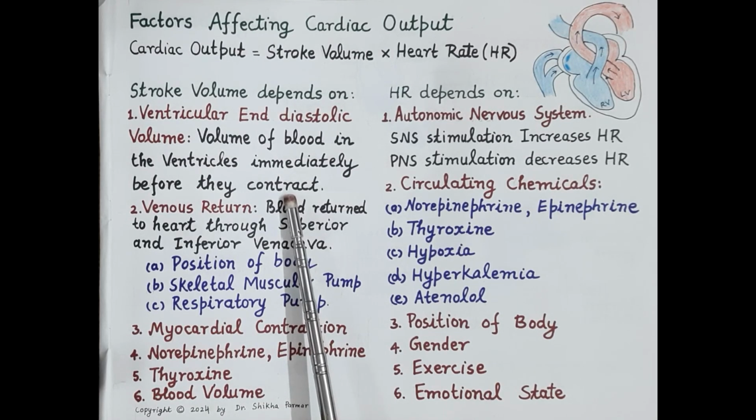It is also known as preload. So the more the volume of blood in the ventricles immediately before they contract, the more will be the stroke volume, and therefore the more will be the cardiac output.